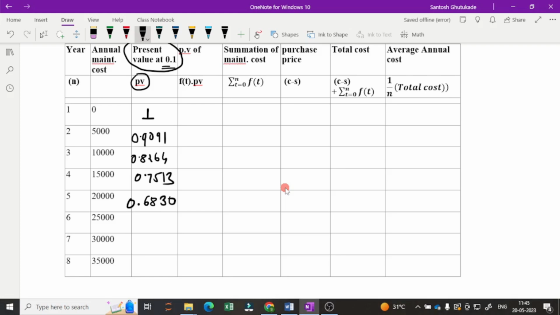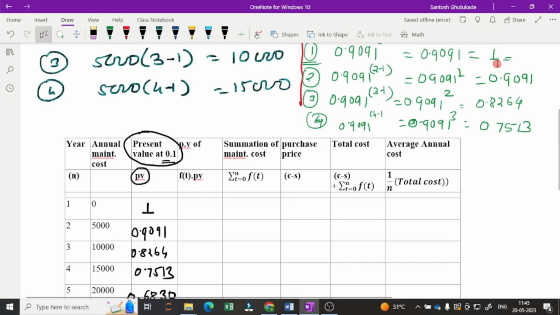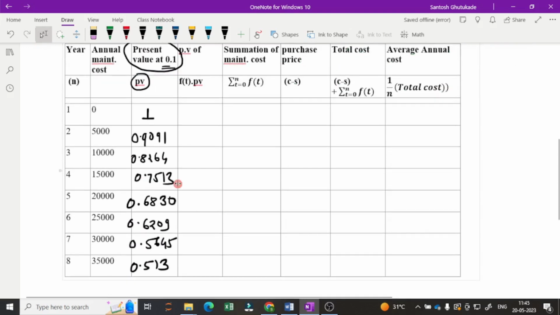For year number 6, that is 0.6209. For year number 7, 0.5645, and year number 8, 0.5132. So this is calculated by the relation. Here I have calculated for 4 years, and the next 4 years you can calculate by the same formula.